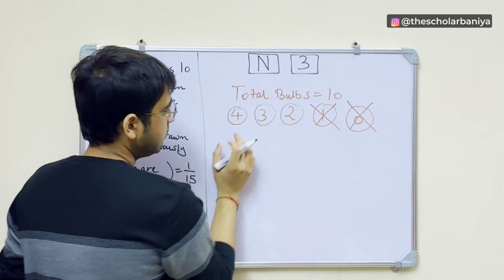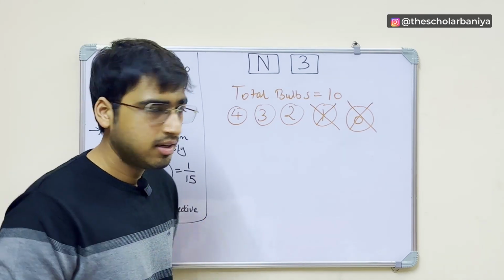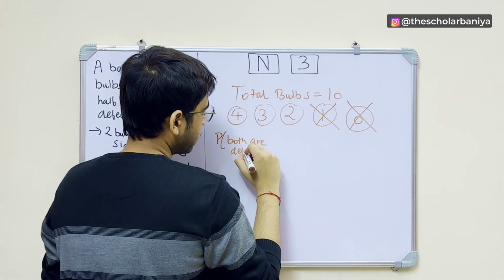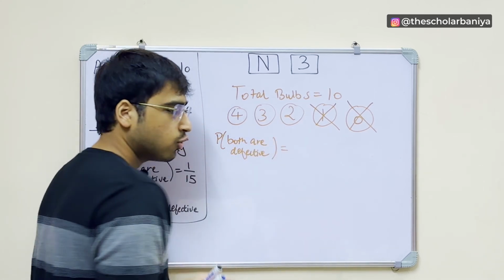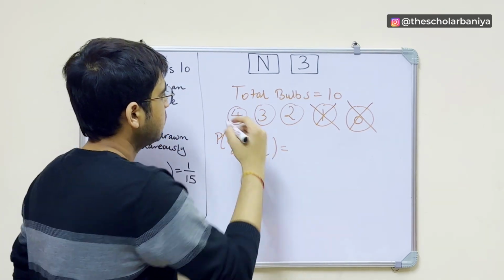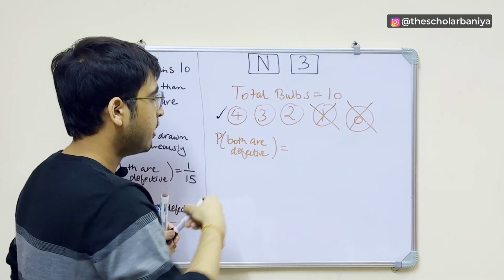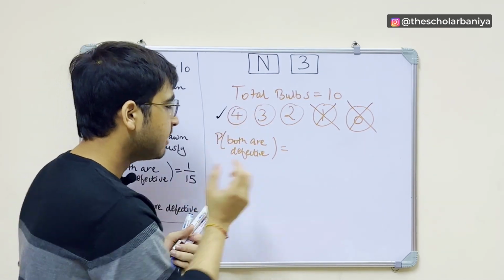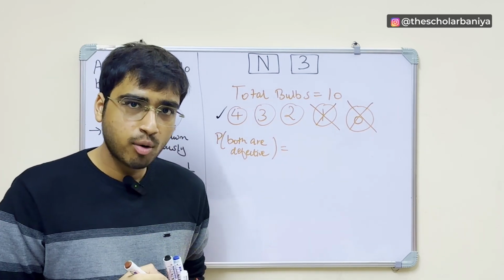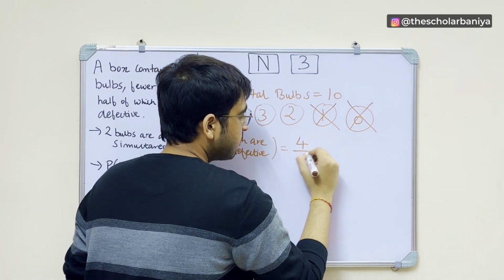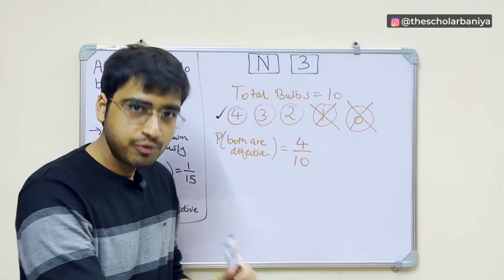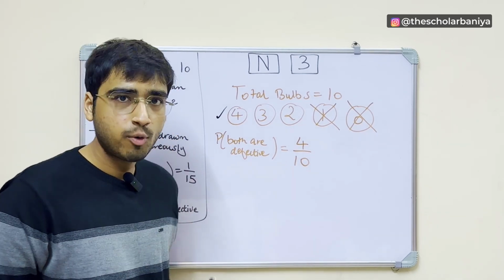Now let's solve for this. Let's suppose there are 4 defective bulbs, so we want the probability that both are defective. We draw one bulb, and it comes out to be defective. Right now we are taking the case where 4 bulbs are defective. So if we draw one bulb and it is defective, what is that probability? That probability is 4 upon 10, because 4 bulbs are defective and total bulbs are 10. So the probability of a defective bulb is 4 upon 10.